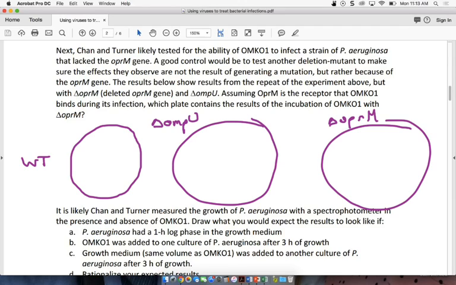So, OMKO1, phage that infects Pseudomonas aeruginosa. If we take Pseudomonas aeruginosa and this phage and mix them together, plate it out, what do we expect to see? What would we observe? Are the phage capable of infecting wild-type Pseudomonas aeruginosa, one that has all the genes of the bacteria? And the answer to that is yes, they can. So what would we observe? What would these look like on a plate? Think back to the last picture we saw.